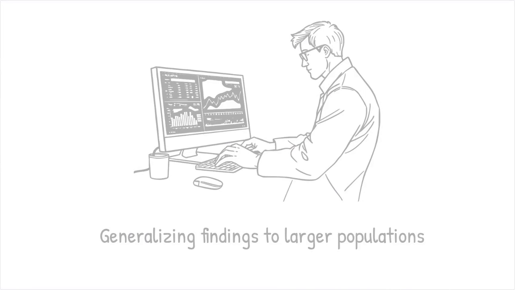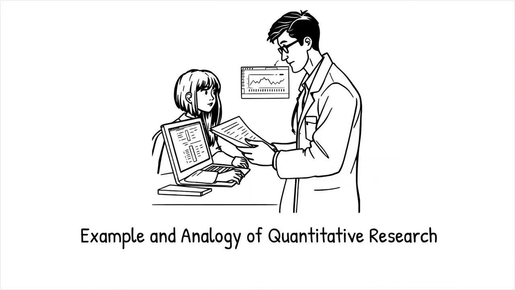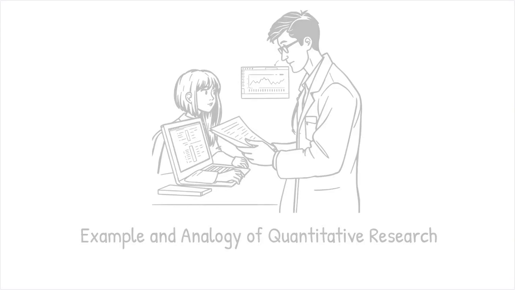A study might use a structured questionnaire to survey hundreds of students about their study habits and then analyze the data using statistical software to determine trends. It's like using a ruler to measure the length of many objects. The consistent numbers allow you to compare and generalize measurements across a group.